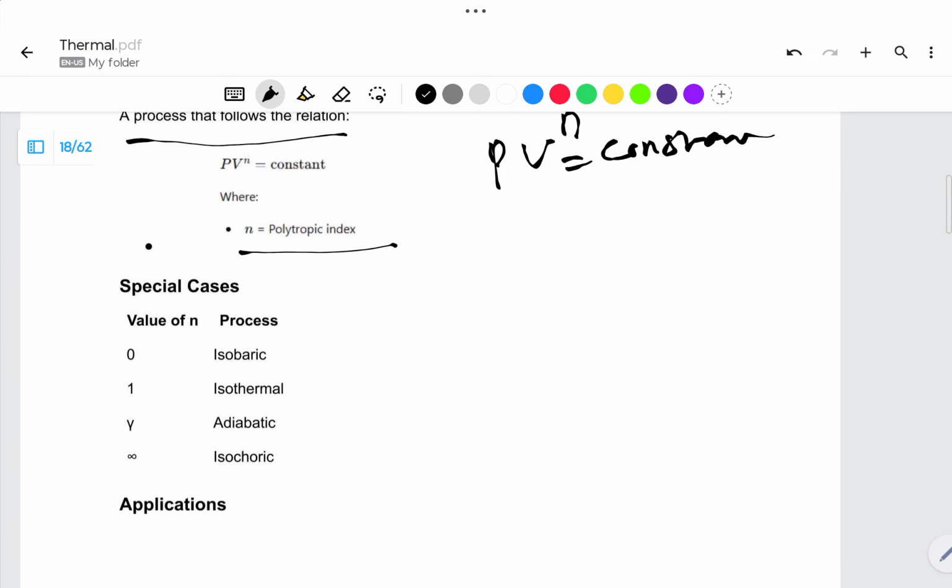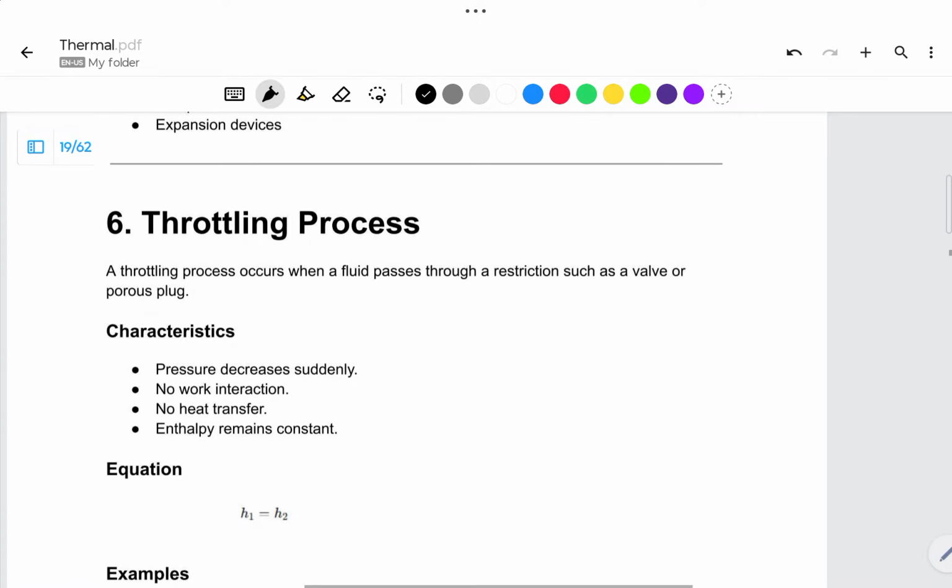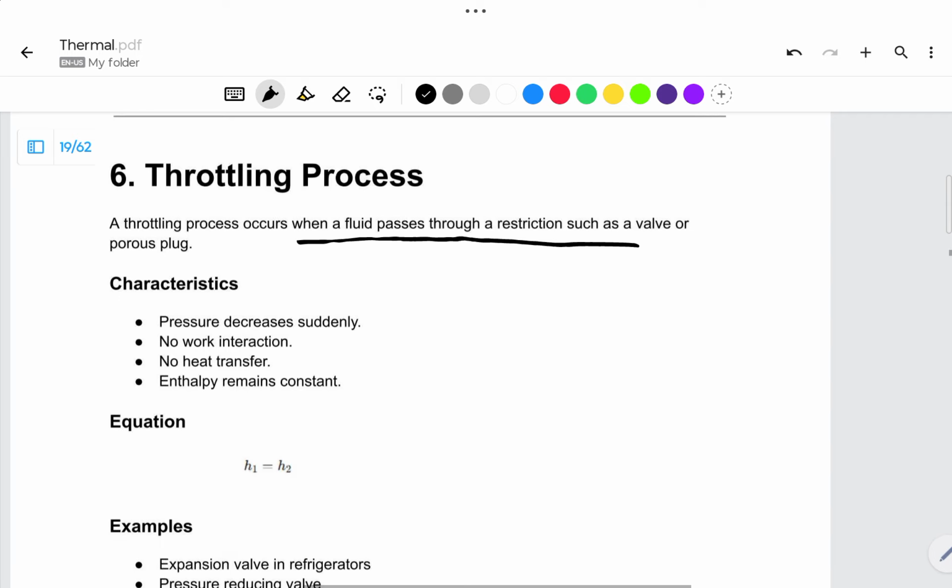In the next video, I will discuss it in detail, so you can go through that one. Here I am just discussing the highlights. In the throttling process, the process occurs when fluid passes through a restriction, such as a wall or a plug. Because of that, pressure decreases suddenly, with no work interaction and no heat transfer, and enthalpy remains constant. H1 remains equal to H2.